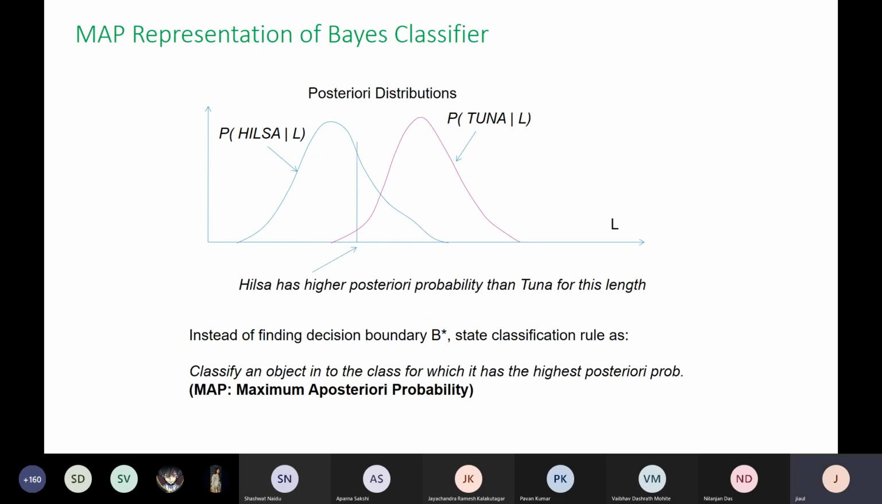Okay, but finding this decision boundary B star is intractable. It's very difficult, nearly impossible. So what we do instead is simplify this whole thing and use maximum a posteriori probability. You classify an object into the particular class with the highest posterior probability, and that is it. Because we cannot find out B star, we can basically use maximum a posteriori probability to do that.